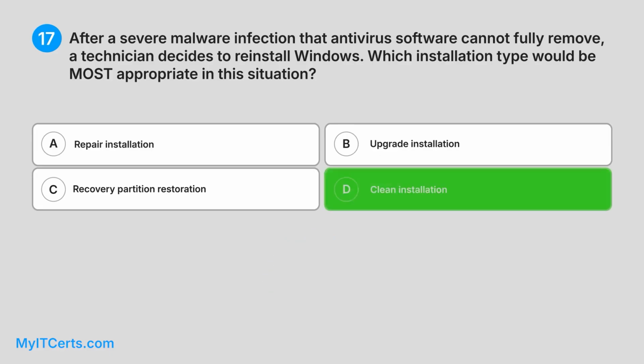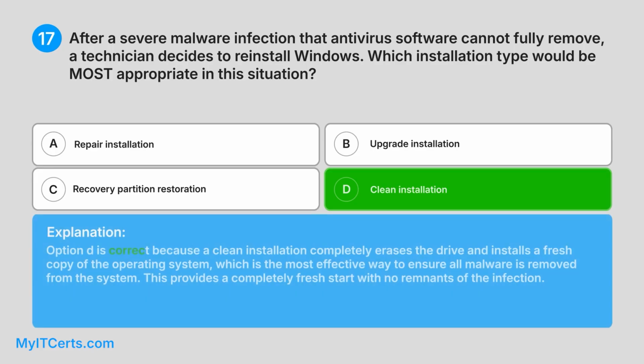Correct answer, D. Clean installation. Explanation. Option D is correct because a clean installation completely erases the drive and installs a fresh copy of the operating system, which is the most effective way to ensure all malware is removed from the system. This provides a completely fresh start with no remnants of the infection.